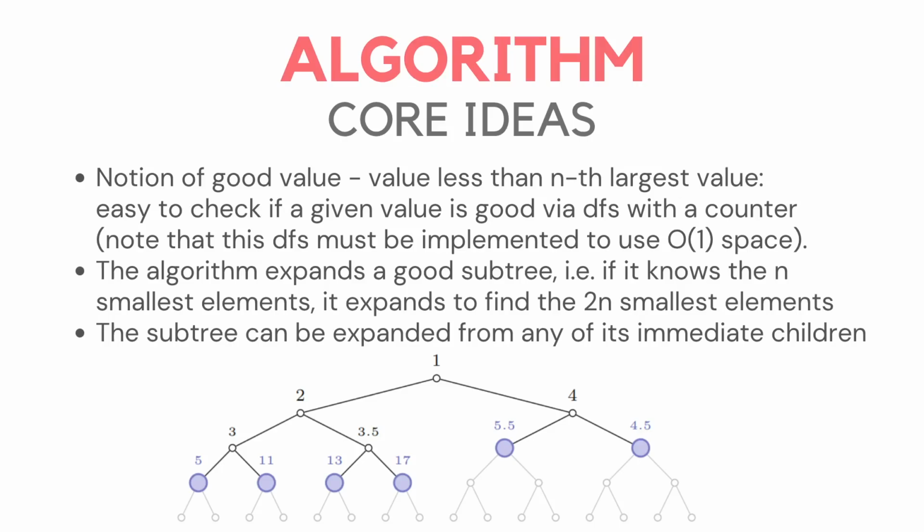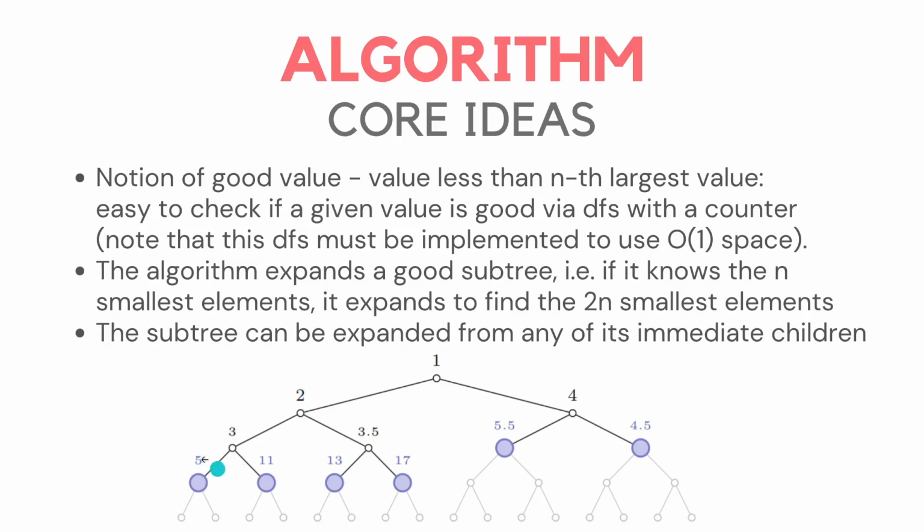There's actually a nice way to do that. Let's say I talk about the value 4, and I want to check if it is a good value given that n equals 8. Well, what I can do is start from the root of my heap and see, okay, is it less than 4? Yes, it is. Okay, I will count that. Then I do DFS and go to the left child and look at 2. Is 2 less than 4? Yes, it is. Okay, continue.